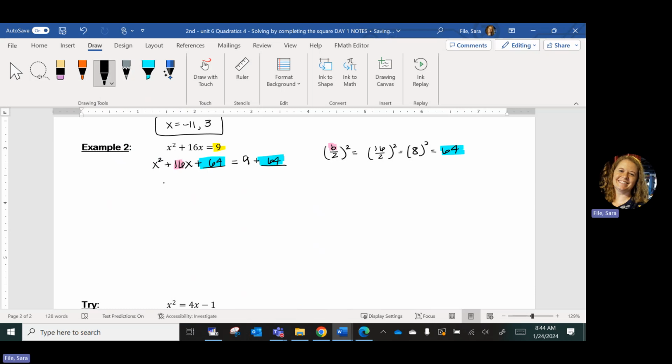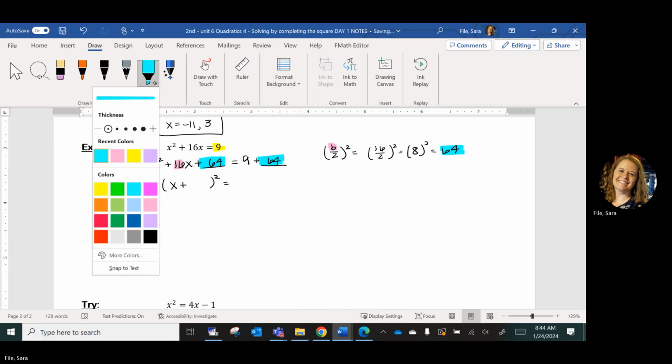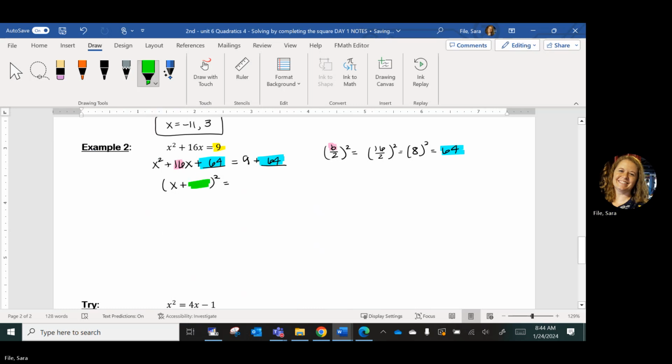Now I'm ready to write the trinomial as a binomial squared. So it keeps the sign, so a plus. And what goes in this blank? B divided by 2, the 8. Over here, 9 and 64, what is that going to give me? 73.